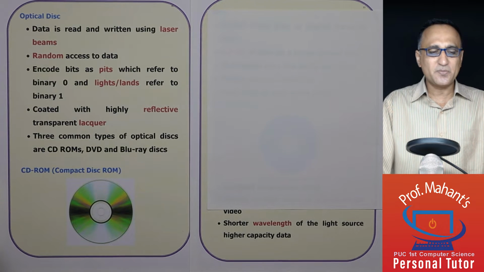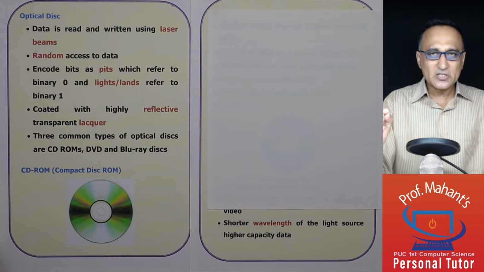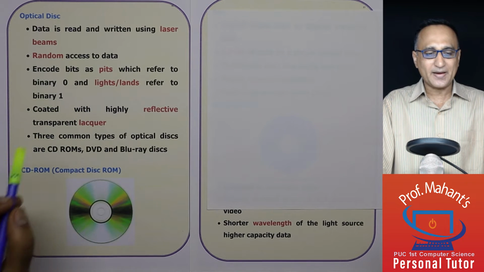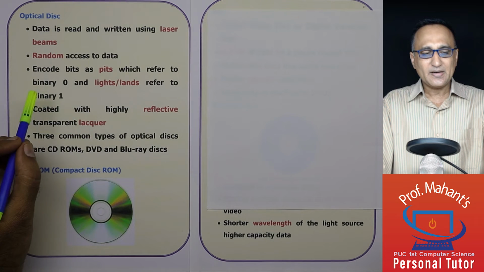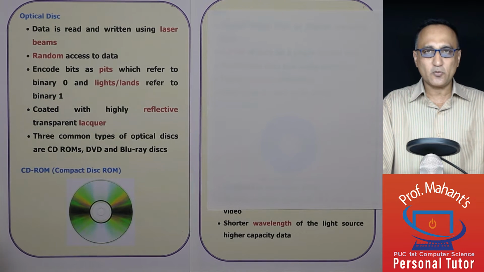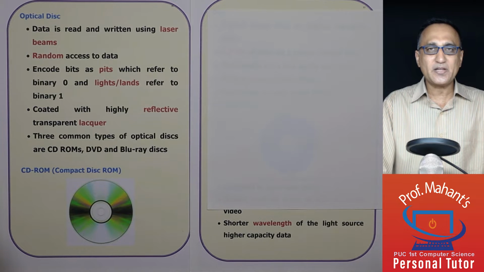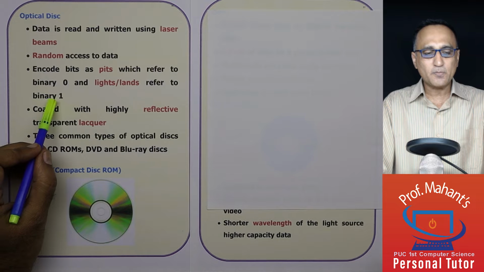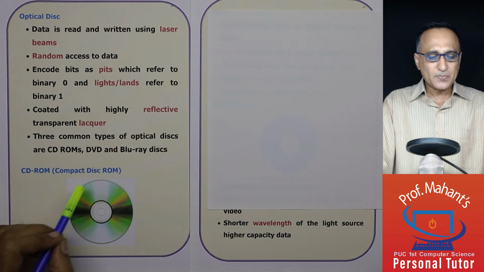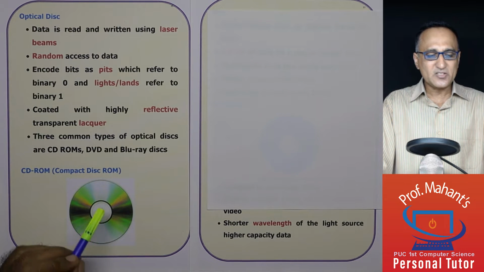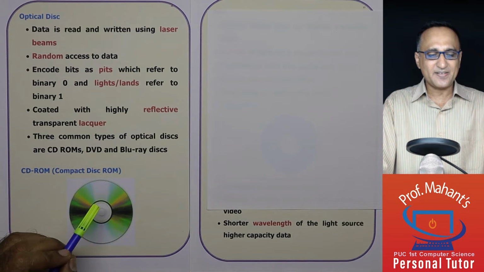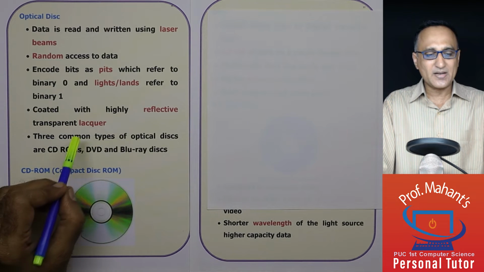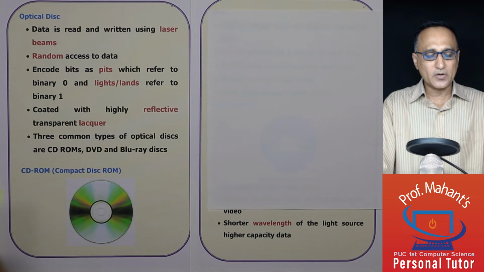The approach is very simple. When a laser beam is focused on a particular place, if there is no light reflected back, that is referred to as a pit, and that is equal to binary 0. When a laser beam is put at a particular place and light reflects back, that is equal to binary 1. Now this particular CD disk is usable only on one side, the shiny side. It is coated with a highly reflective transparent material called lacquer. This is a lacquer coating.